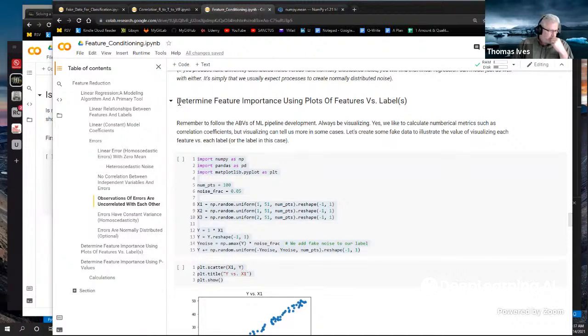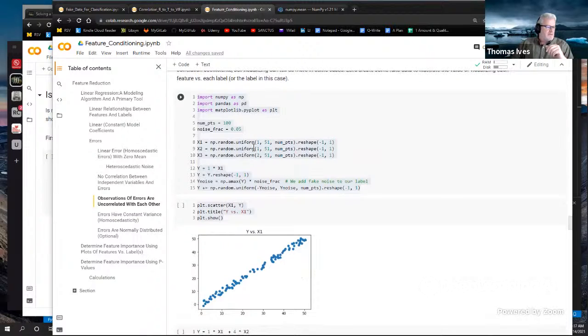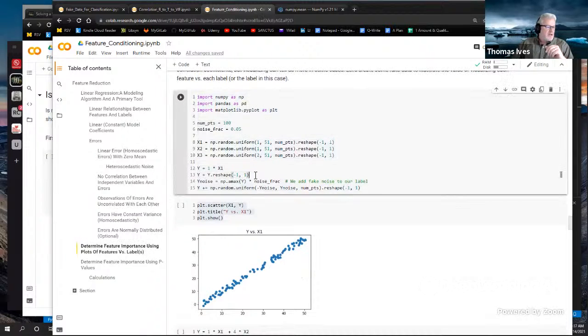Determine feature importance using plots of features versus labels. Okay, this is just basic scatter plot visualization of our features versus our label or labels. But let me show you what can happen. I'm going to go ahead and pre-create some fake data. I'm going to create my label, but I'm only going to allow this first time for the label to be influenced by one of the features. And I even have just a basic slope here. Okay, just one. And it's got noise.